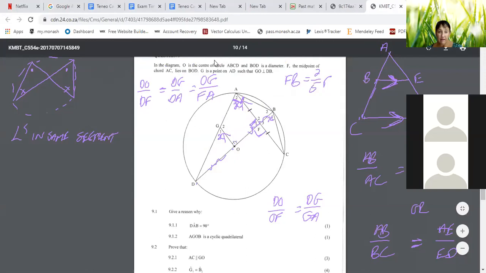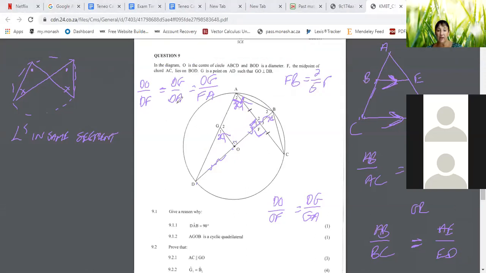Now look at that. There's a DG over DA there. So it's probably got to do with this one. If they're trying to find that, they want you to find that. Now these questions are always tough. FB is 2/5 of R. Now R is the radius, so this whole thing is R, right?